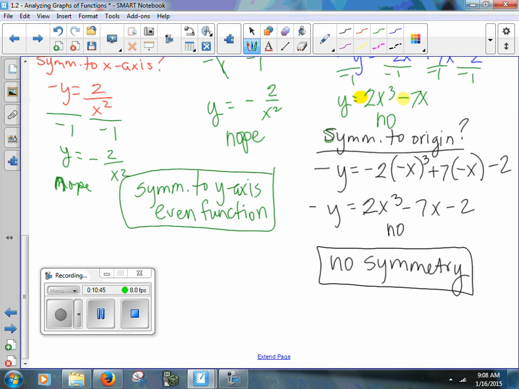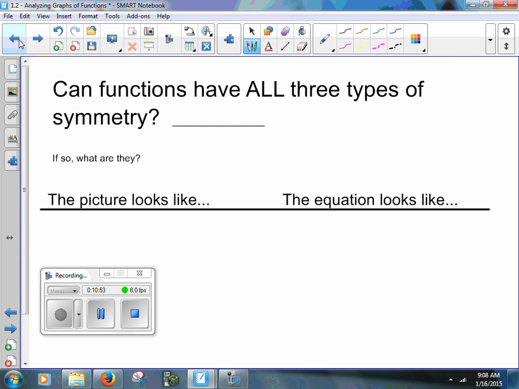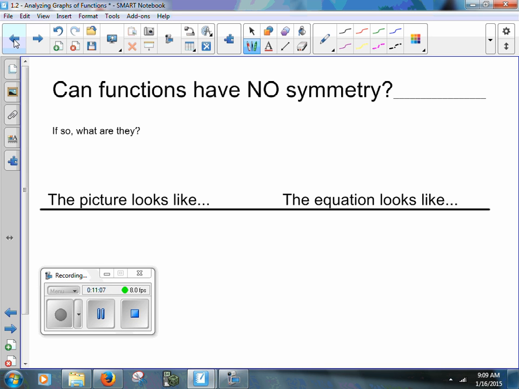Now, ask your question again. Somebody asked that question a while ago, and I said, hold that question. Can there be more than one? Can functions have all three types of symmetry? Yes, they can. But that's not the one I want to go over. I want to do this one. Can functions have no symmetry, yes or no? Yes, we just did one, right? Write this down. Can functions have no symmetry? Yes. Absolutely.